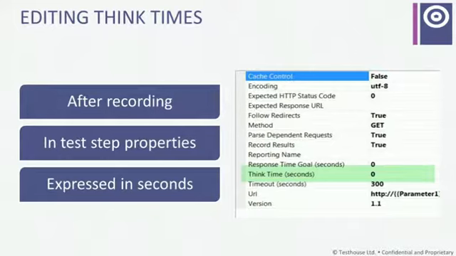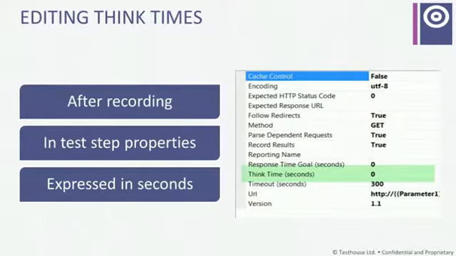So there is 0, so that means the system will go straight through. But you can type in any number there in seconds, so you can type in like 10 seconds, and then the system will stay for 10 seconds before it moves on to the next request. And also reporting name is there, a little bit higher, as you can see. So you can put in the reporting name there.